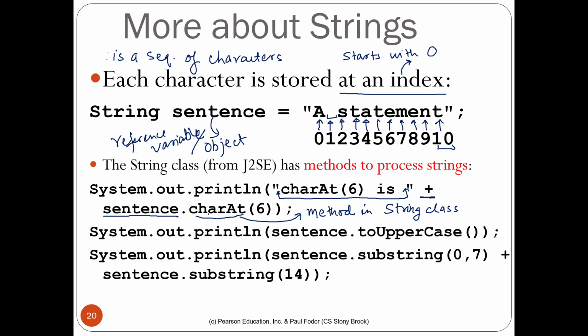charAt is a method in the String class which will return a character present at a specific index position. So when you say sentence.charAt(6), in the parenthesis we are passing 6, which is the index location. The character in the sentence variable at index 6 will be printed out, and that character is an E. When you run this statement in your program, you'll get the output that says character at 6 is E.